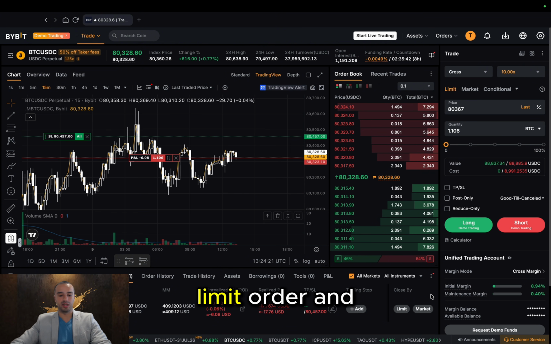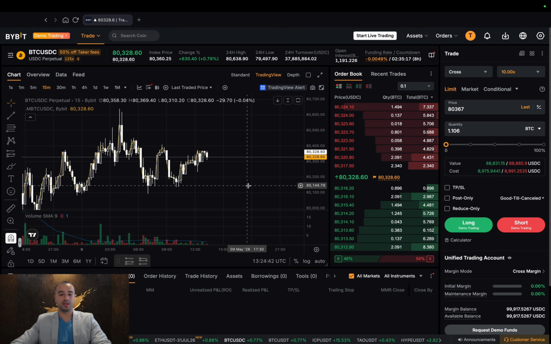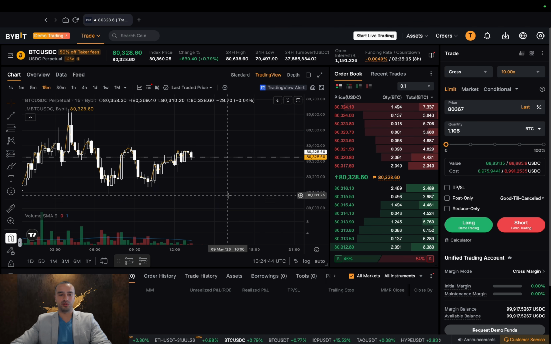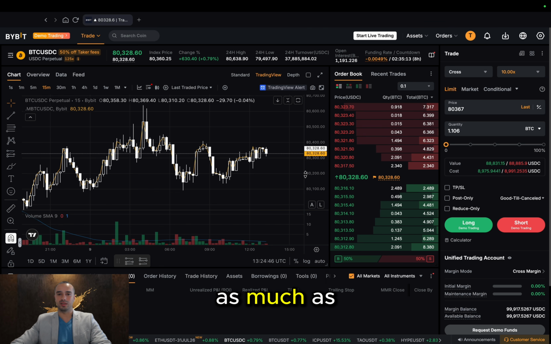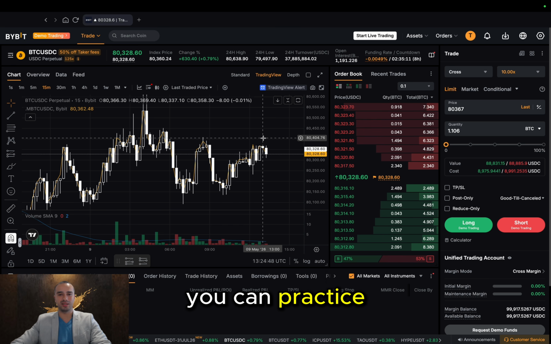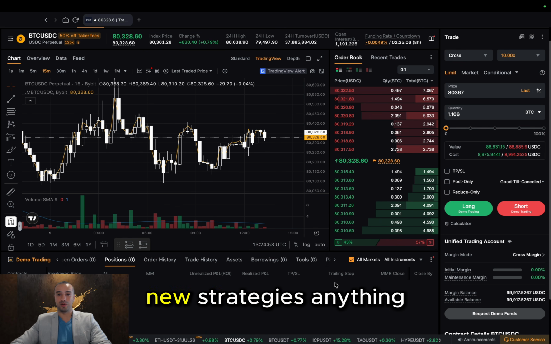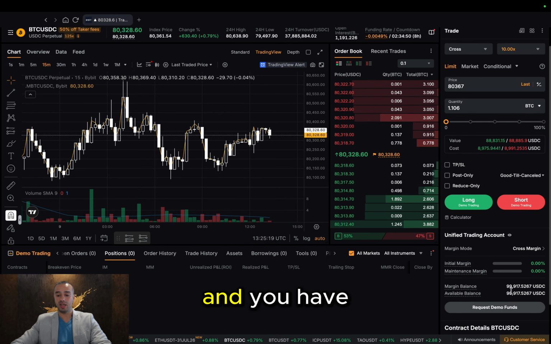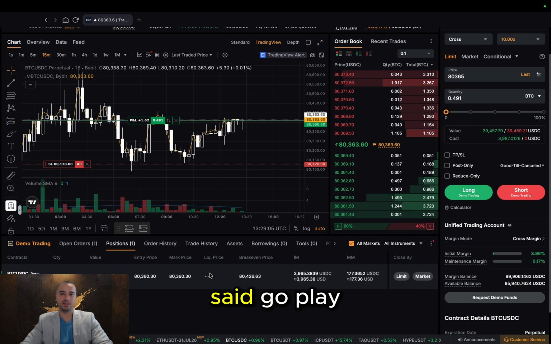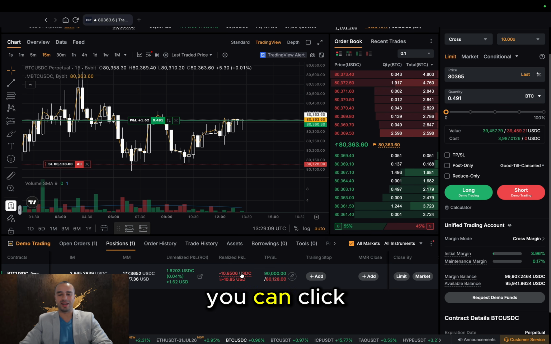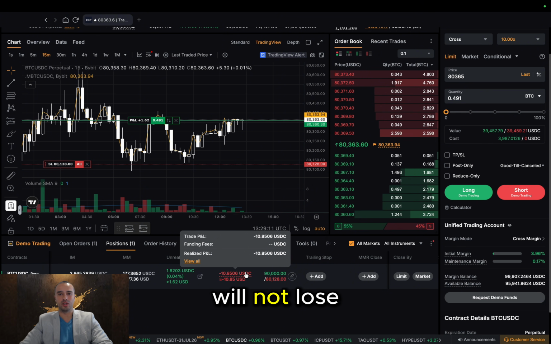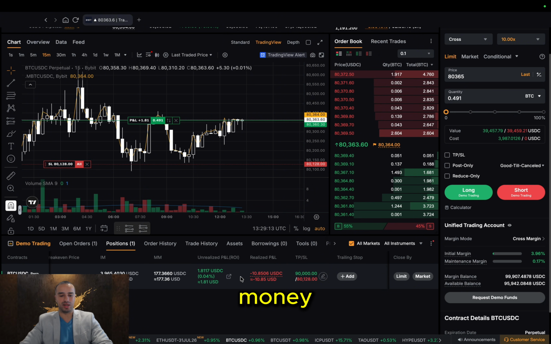This is with limit order, and that's the great thing with demo trading. You can trade as much as you want. You can practice your systems, new strategies, anything, and you have 100K. And once you run out, you can request more demo funds. And as I said, go play with any buttons. This is a demo account. You can click anything and you will not lose any amount of money.